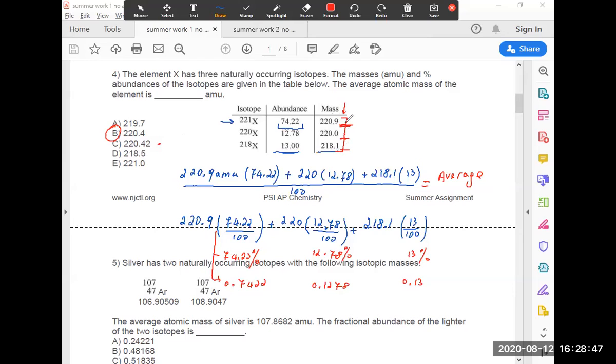So basically what this means is, let's talk about money instead. You have $220 and 9 tenths, so 9 dimes. Then you have $220, and this one instead you have $218 and 1 dime. So I can write this $220 and 9 dimes, $220 and 0 dimes, and here I have 1 dime. So you do your average and you find 220 and 4 dimes.